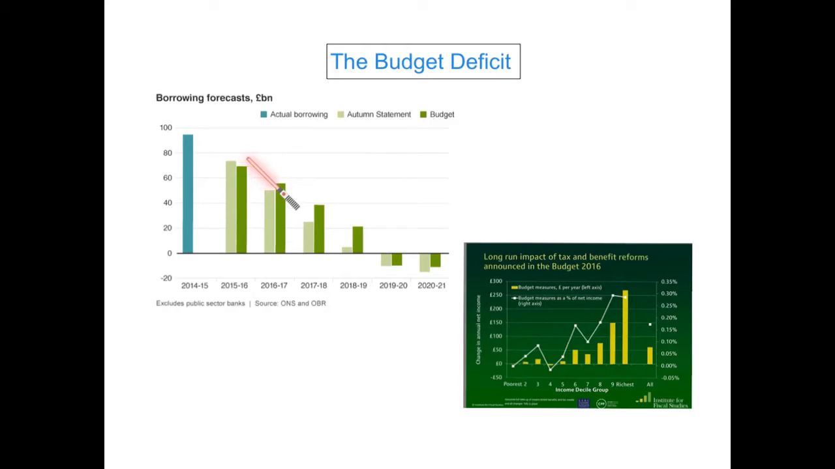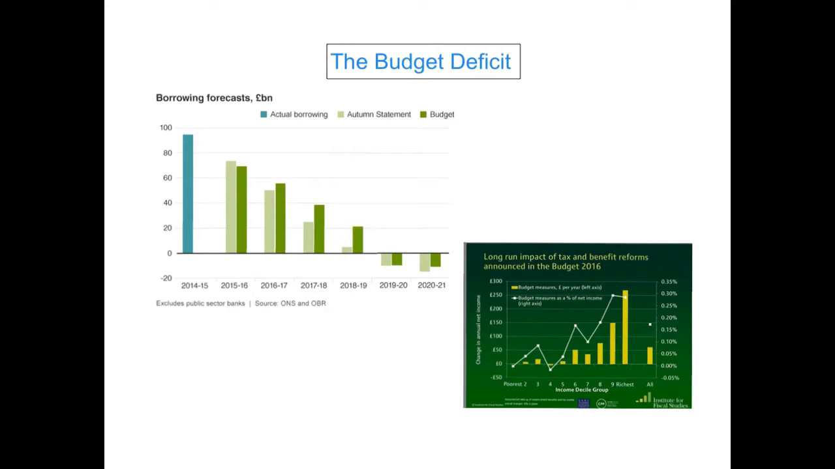Forecast for the end of this financial year, which is almost at an end now, George Osborne has forecasted to be somewhere in the region of about 72 billion. We should be looking at the dark green ones here. And then he expects by 2019-20 to be actually running a surplus.